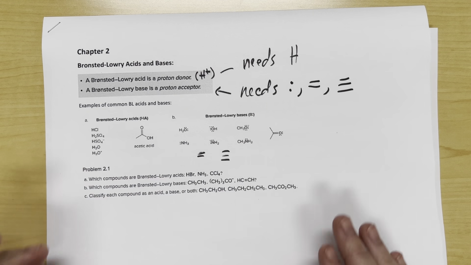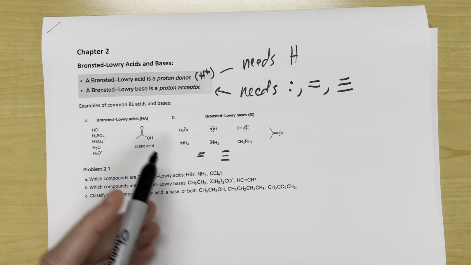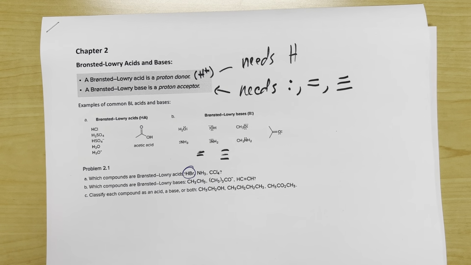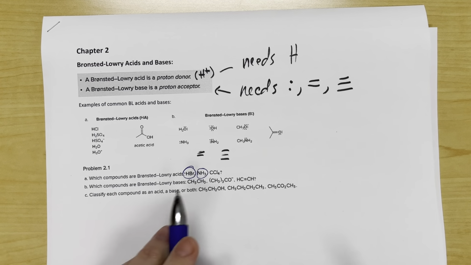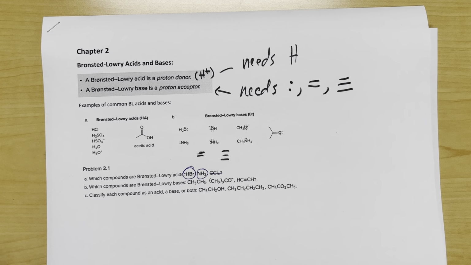So in going through this, it says which compounds are acids. Remember, an acid just needs an H. So this one right here has an H, so it's good. NH3's got an H, so it's an acid. Does CCl4 have an H? It does not, therefore it won't be a Bronsted-Lowry acid.